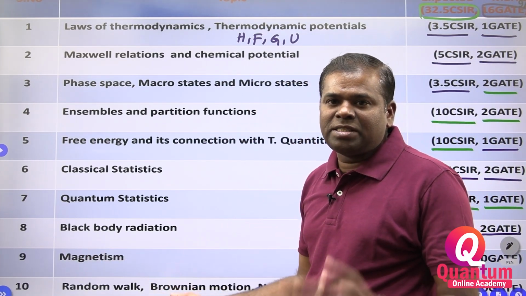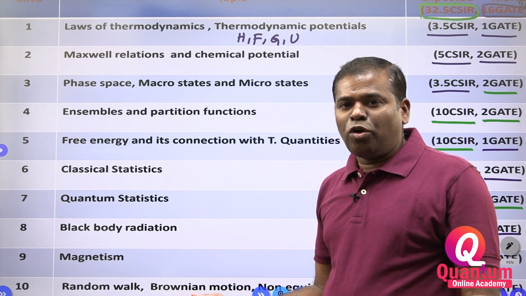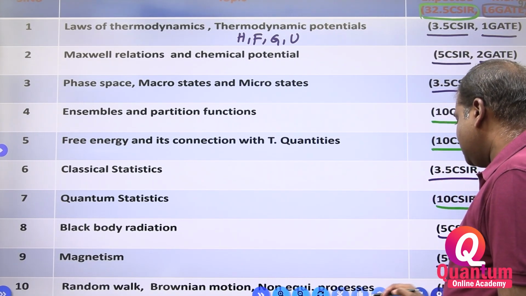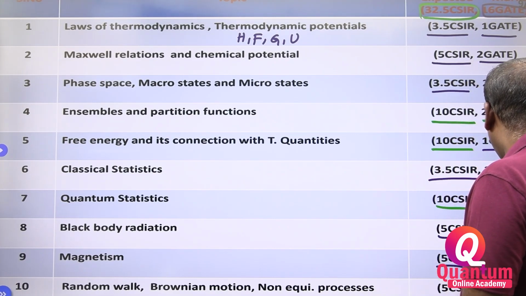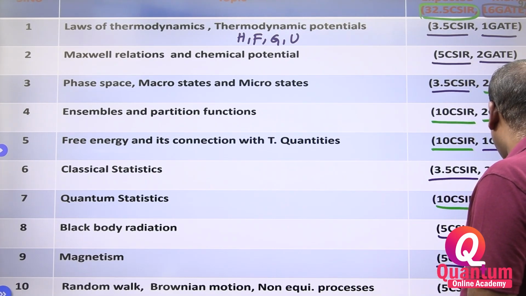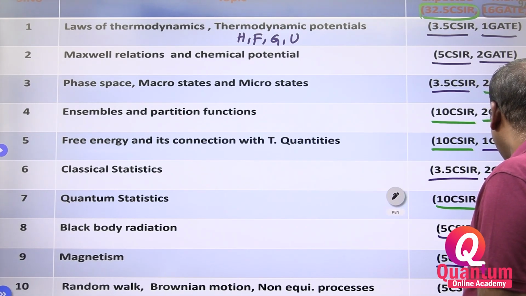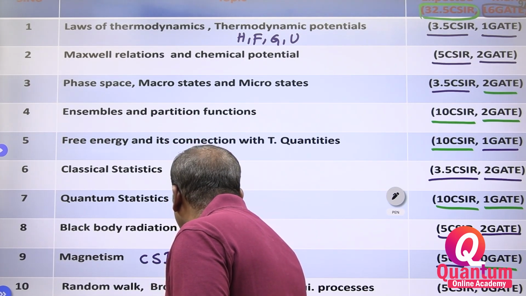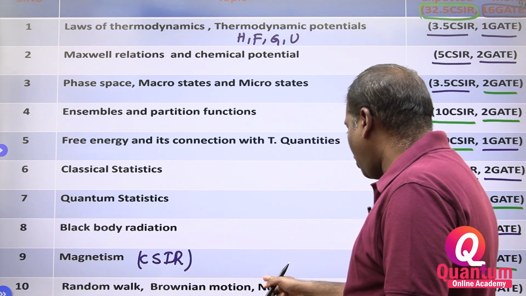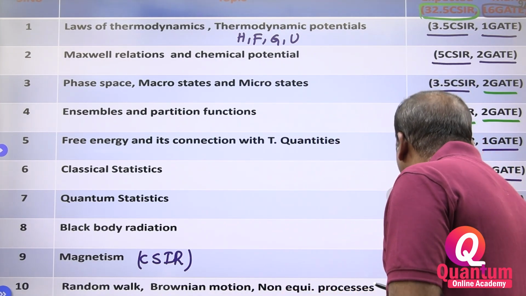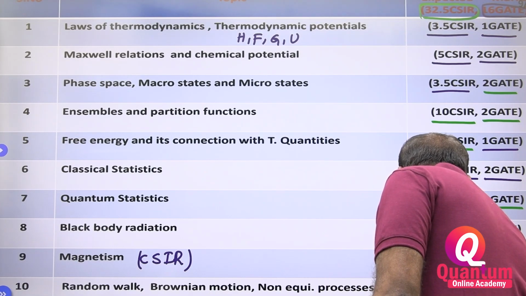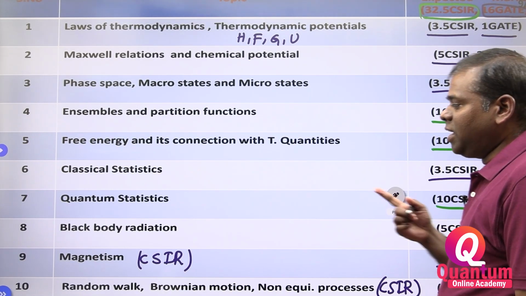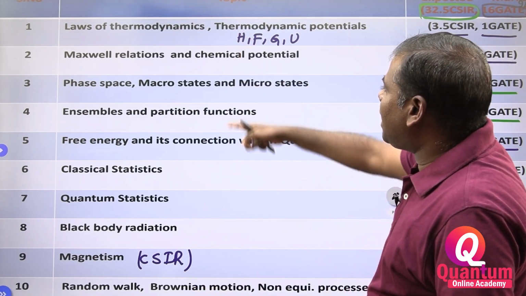Magnetism: diamagnetism, paramagnetism, ferromagnetism and the Ising model. 5 marks in CSIR and 0 marks in GATE examination. In GATE, you won't get any, because this syllabus is only for CSIR, not GATE. Random walk, Brownian motion, non-equilibrium processes are also only for CSIR, not for GATE. 5 marks in CSIR and 0 marks in GATE examination. Clear? This is the syllabus.